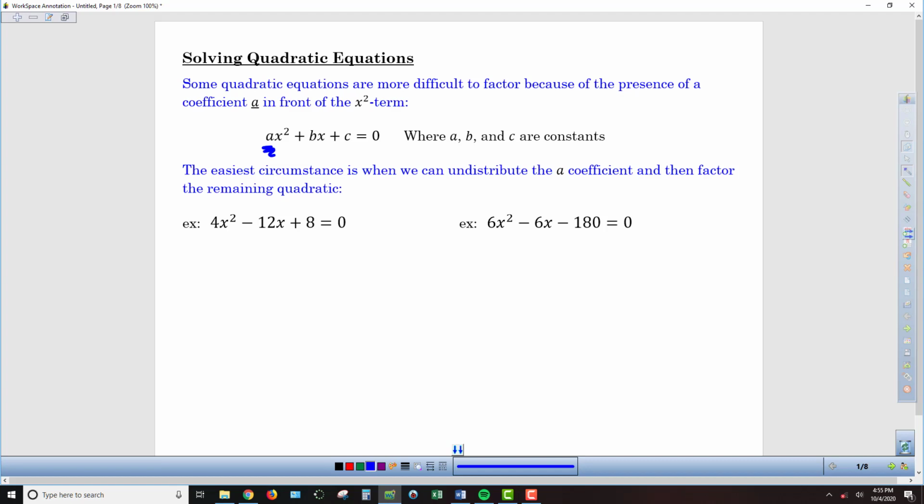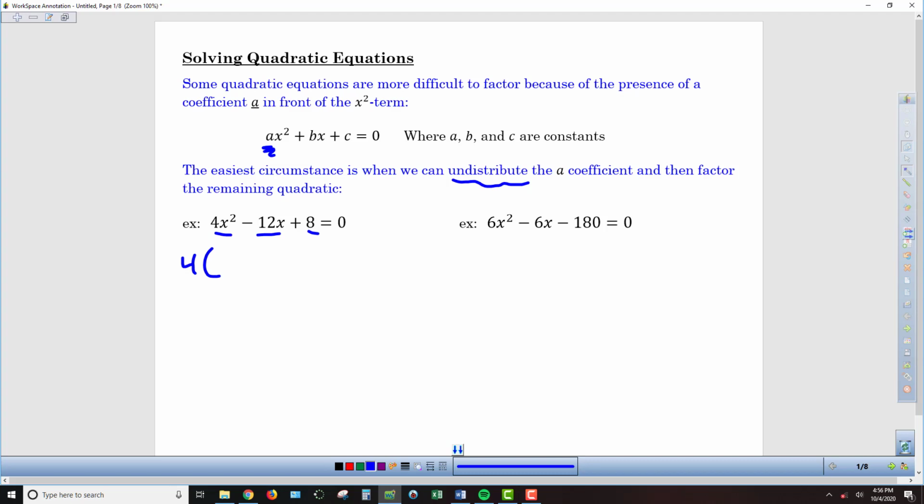So in the two examples that we see in front of us, we have a number in front of the x squared. But we're fortunate that we're going to be able to undistribute that number from the entire problem, and so then we'll just be able to factor it like we did in the previous section. So for example here, everything is divisible by 4. So I'm going to undistribute a 4.